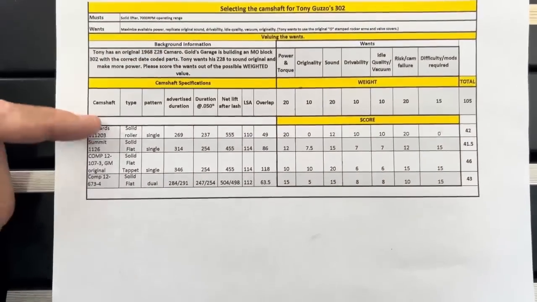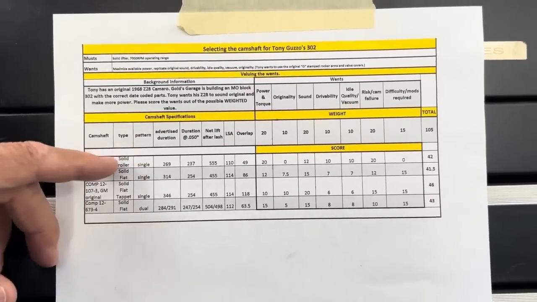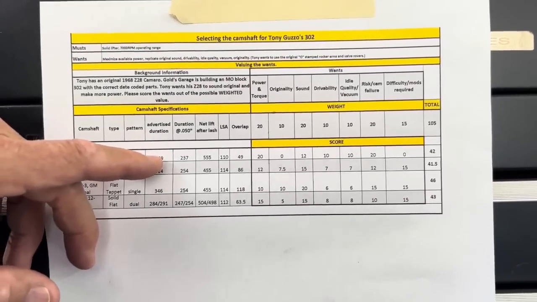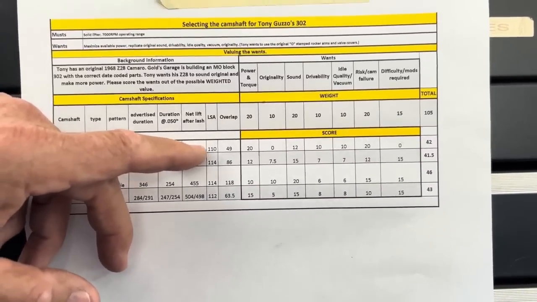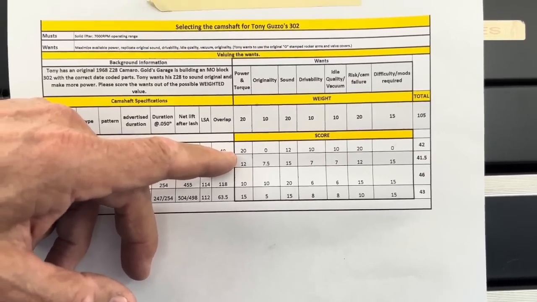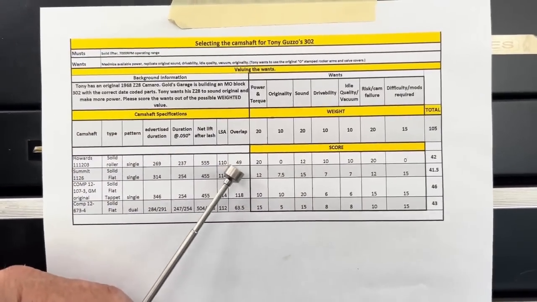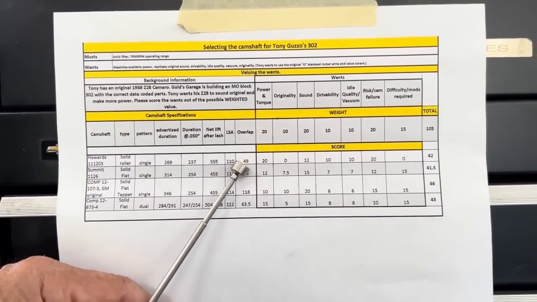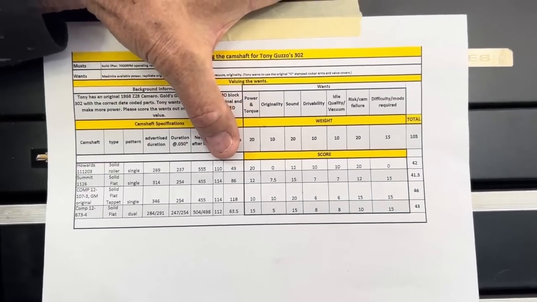So let's look at the first one, Howard's cam. This is a Howard's solid roller cam that Bill suggested: 269/237, 555 lift, 110 LSA, and 49 degrees of overlap. One of the nice things about a roller is you can have less overlap with more lift because you can lift the valve more quickly.